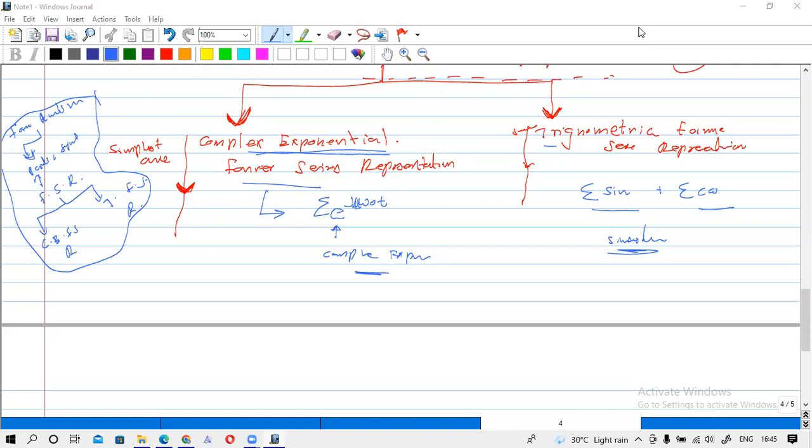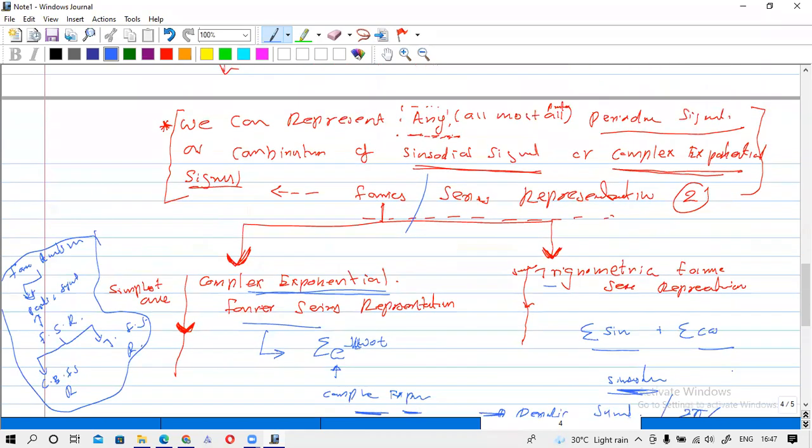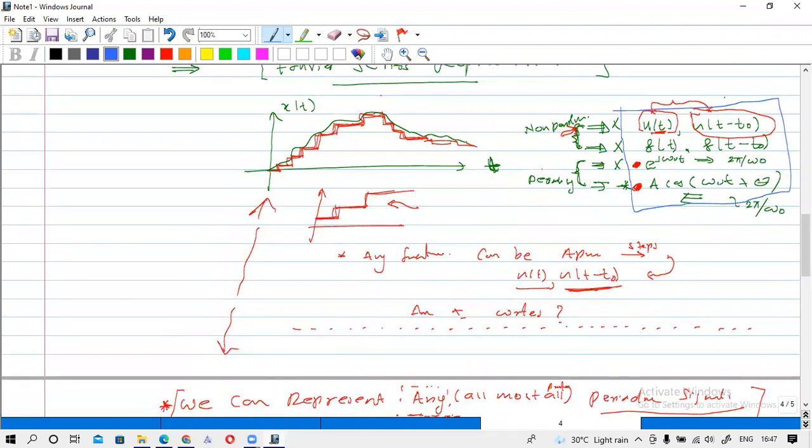Okay, the answer is what I have explained. Can you remember that I have explained that? Both the complex exponential and sinusoidal signals are periodic signals, and the period is 2π by omega naught. Can you remember? These are periodic, and the period is 2π by omega naught.